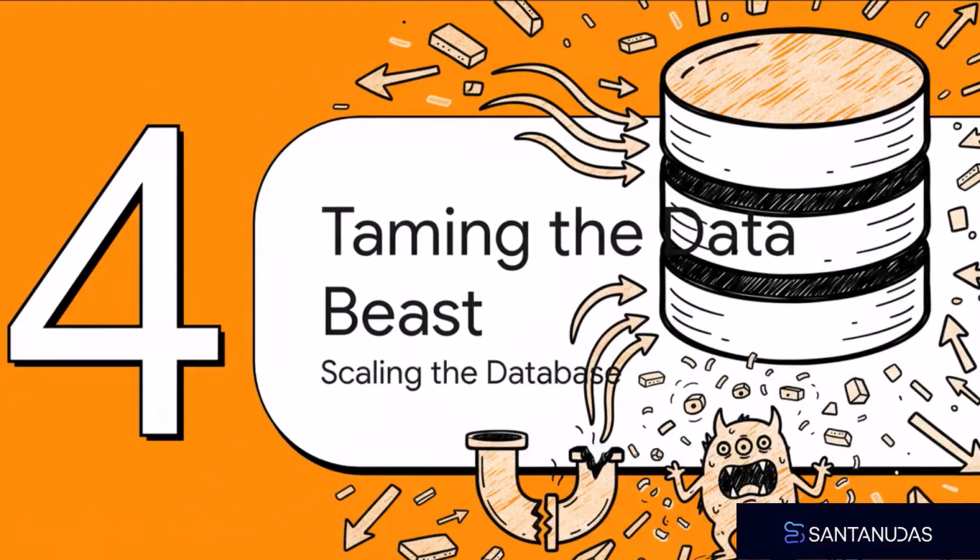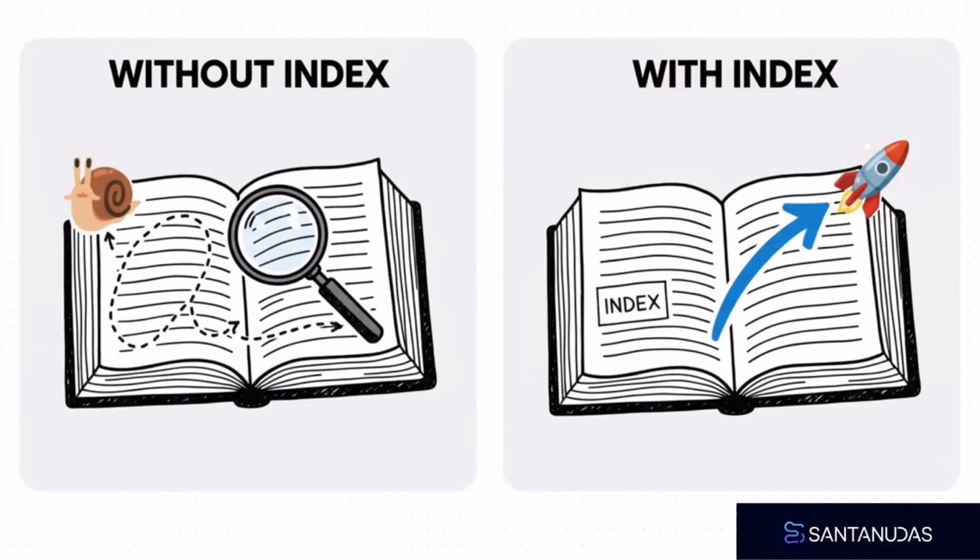All right, on to Act 4. We've solved for speed, but now the sheer volume of data is the problem. With millions of orders in our history, our database itself is now the bottleneck. It's time to tame the data beast. So how do we fix a slow, bloated database? The very first and most crucial step is indexing.